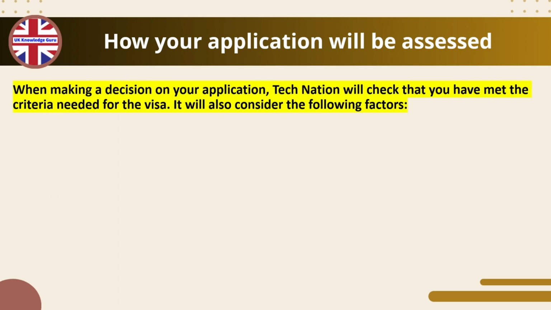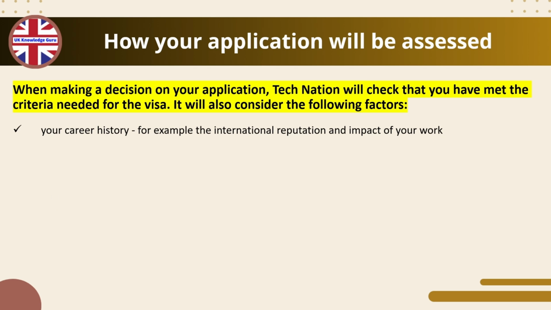Now let's discuss how your application will be assessed. When making a decision on your application, Tech Nation will check that you have met the criteria needed for the visa. It also considers the following factors: your career history, for example, the international reputation and impact of your work. So if you were working on COVID, what you have done, what impact you have had, or you were bringing a technology, an app regarding that, bringing innovation in that COVID technology. So these kinds of things.